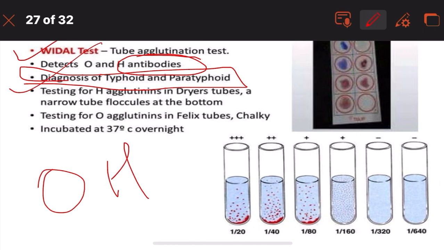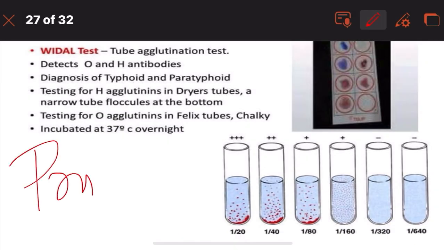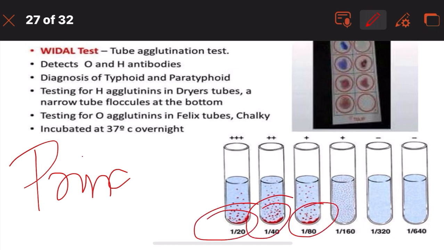So let me explain this. Let me tell you what is the principle of this test. The principle of this test is agglutination. If the antibodies which are present in the patient's serum bind with the bacteria, they cause the agglutination. Okay, antibodies in the patient's serum will bind with the bacteria and then cause the clumping.